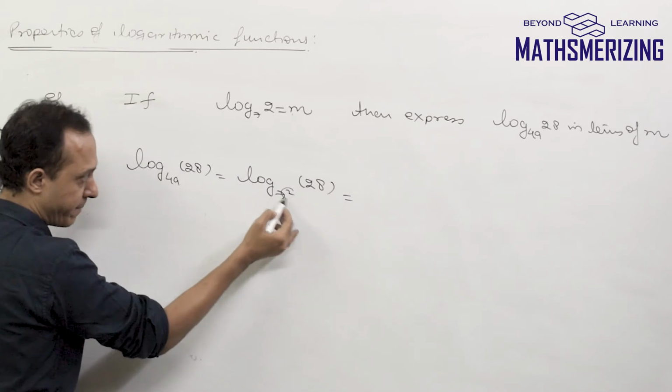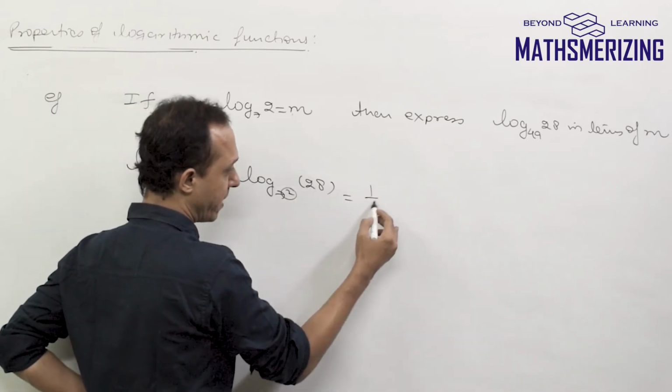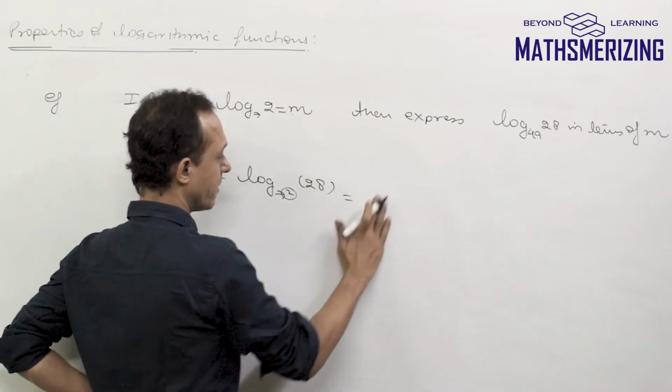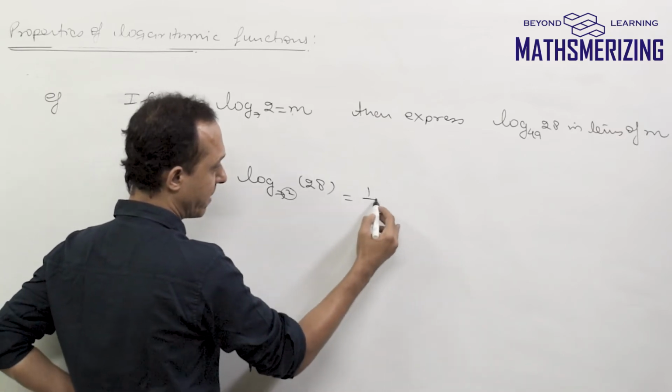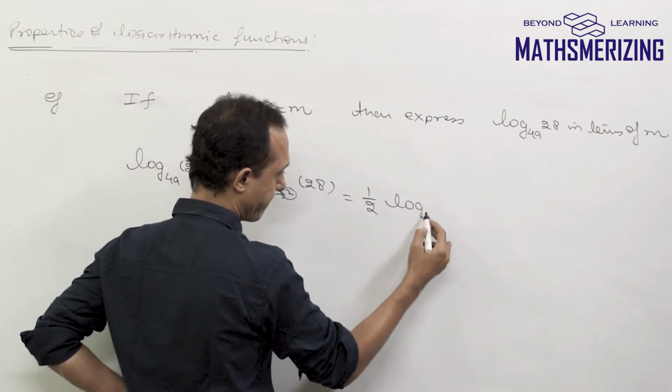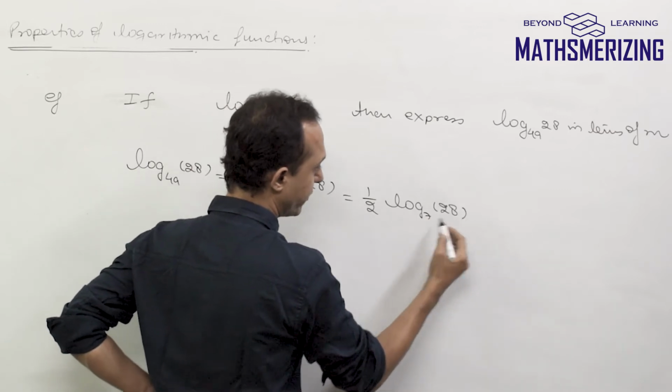Now there is an exponent on the base, so I can take this power out. So I can write 1 by 2. I can write it as 1 by 2 log 28 to the base 7.